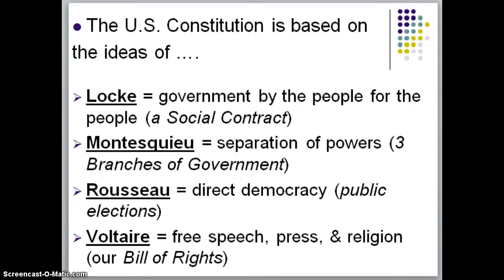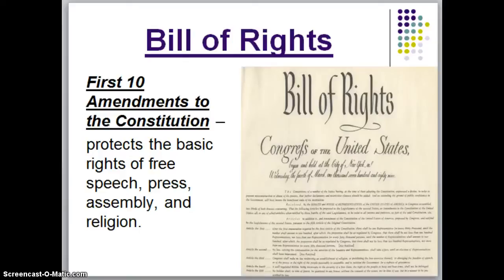These are known as our freedoms of expression, and that is what our Bill of Rights is based on. That is our number 1 amendment in our Bill of Rights, the freedom of expression. Here it is, the first 10 amendments to the Constitution that protect the basic rights of free speech, press, assembly, religion.